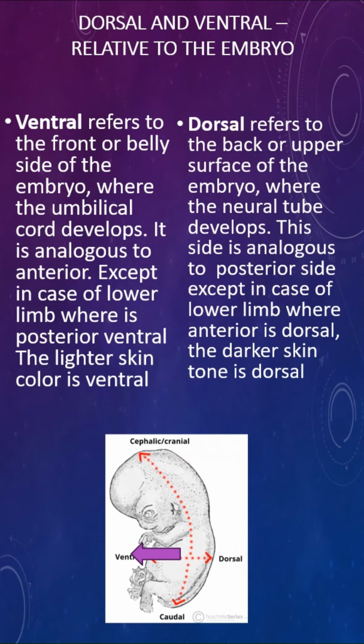Dorsal refers to the back or upper surface of the embryo, where the neural tube develops. This side is analogous to posterior side, except in case of lower limb where anterior is referred as dorsal. The darker skin tone is dorsal.